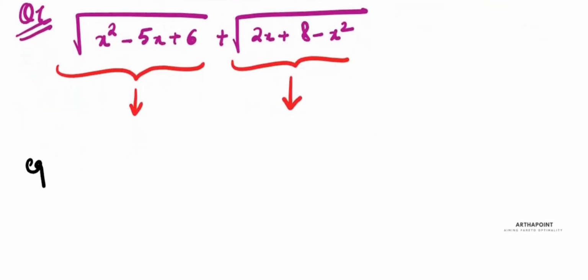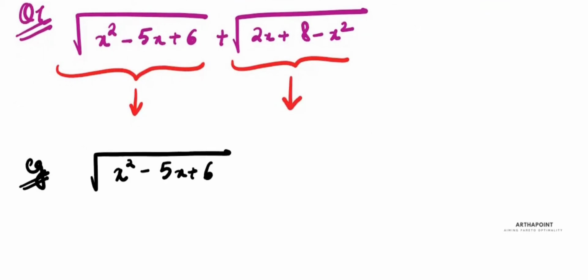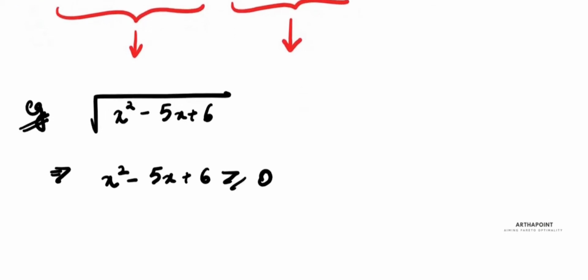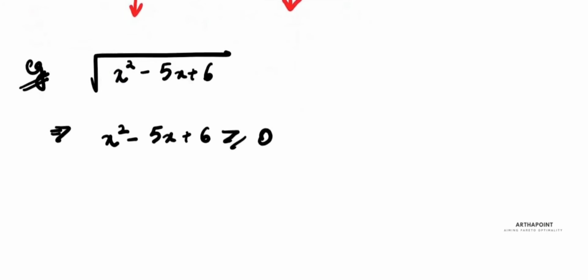So for example, if I say x² - 5x + 6 is coming under the root, I know that this implies that x² - 5x + 6 has to be greater than or equal to 0. If I use the completing the square method, I know that this will be x² - 6x + x + 6 ≥ 0.